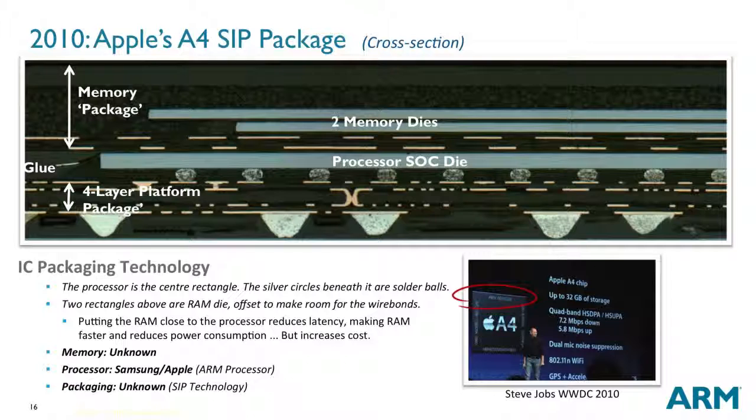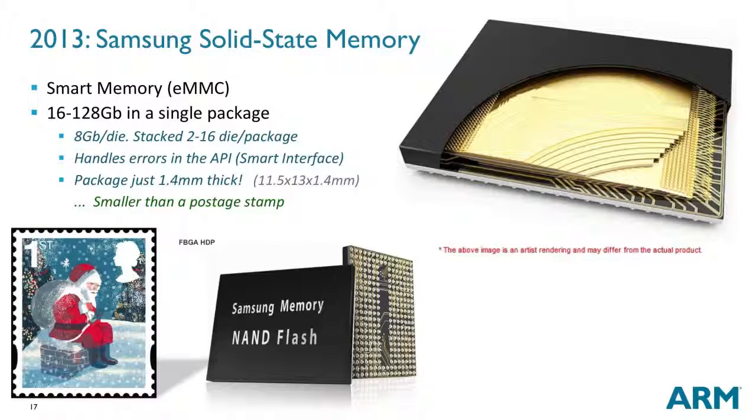Look at the memory chips. This is a smart memory from Samsung. It's got up to, what's the number? 16 die stacked on top of each other inside the package. And that package is only 1.4 millimeters thick. It just looks like a standard integrated circuit. It's not easy technology. Believe me, it's not only is it not easy, but it's not perfect either.